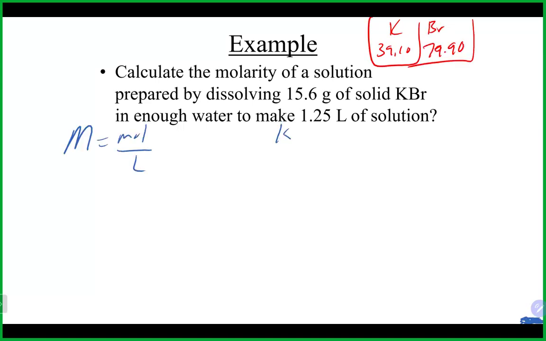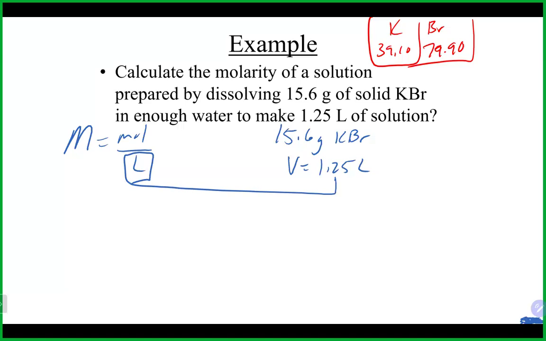So we have 15.6 grams of KBr given to us. We do have a volume of 1.25 liters. So clearly here we already have that part of it. So what's left really to calculate is moles, and we can go moles to grams by using, again, our molar mass, right, from the periodic table to do so.